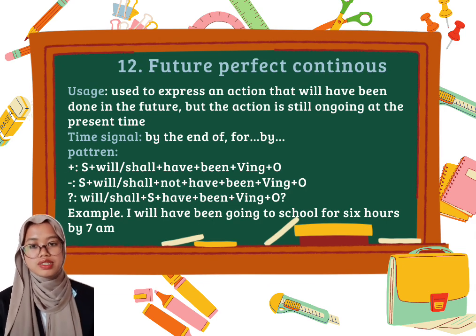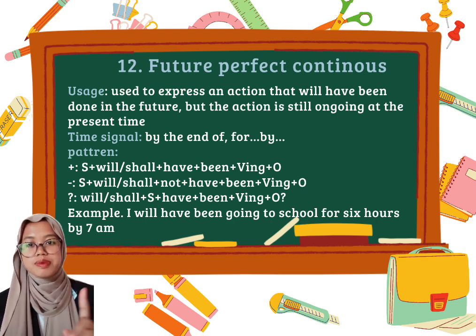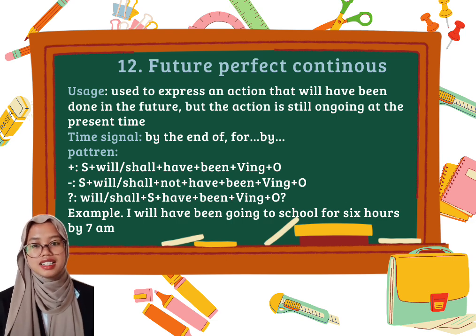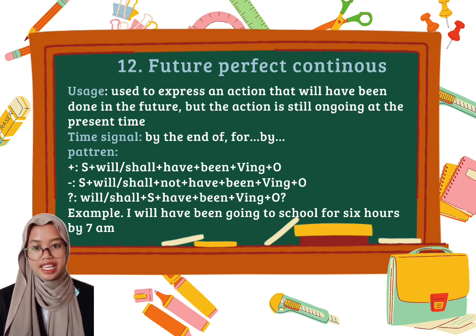And number 12 is future perfect continuous tense. This tense is used to express an action that will have been done in the future, but the action is still ongoing at the present time. Time signals are by the end of, for, by, and so on. And the pattern is subject plus will or shall plus have plus been plus verb ing plus object. The example, I will have been going to school for 6 hours by 7 o'clock.